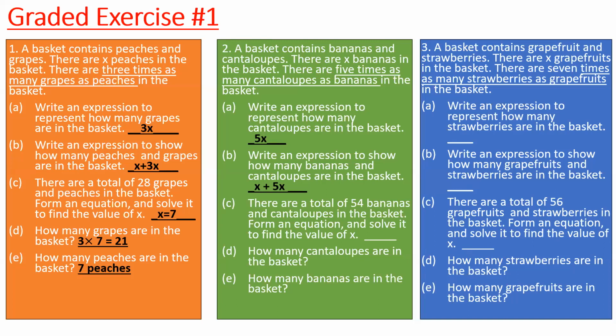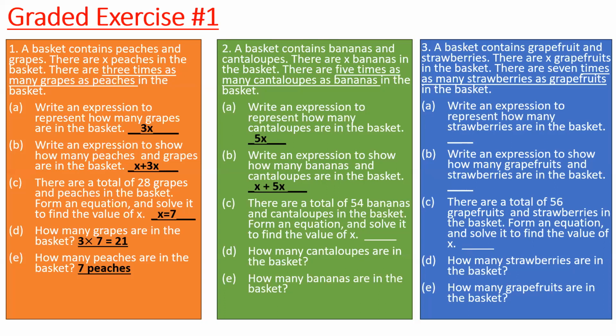Now for part C, let me see how y'all did that. What you got, Nivea? For part C, it says that there are a total of 54 bananas and cantaloupes in the basket. Form an equation and solve it to find the value of x. So what you want to do is write x plus 5x equals 54.